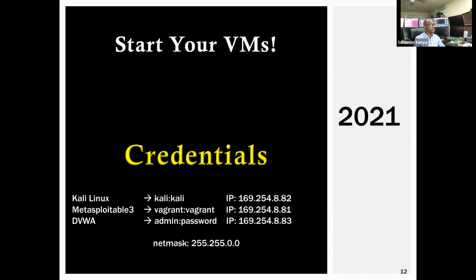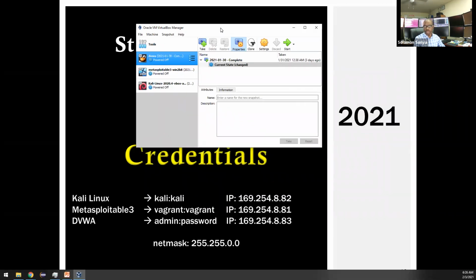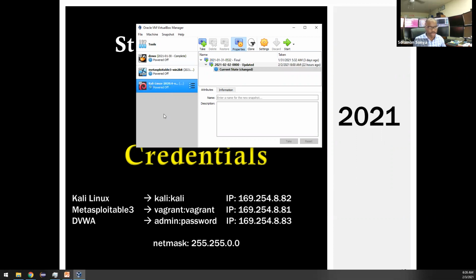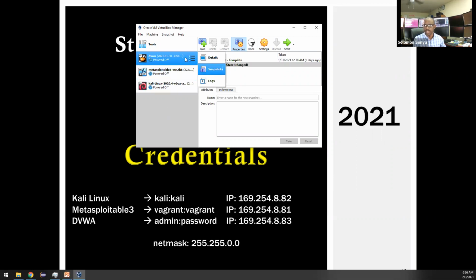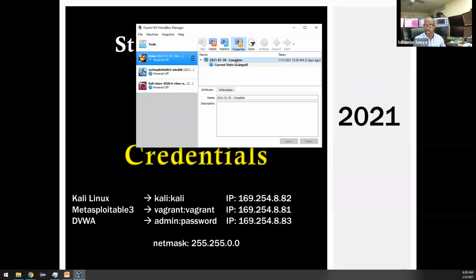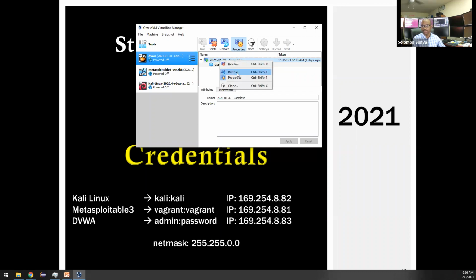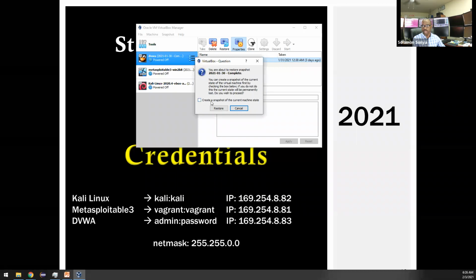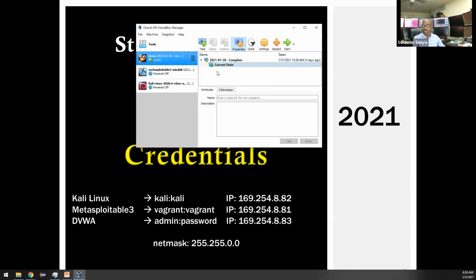So here I am. Let's launch VirtualBox. VirtualBox is up: DVWA, Metasploitable 3, and then our Kali Linux. For DVWA, I will click on my tools, snapshots. The previous snapshot for DVWA is this one. Right-click, restore. I do not want to create a new snapshot from the current state. Restore. The snapshot has been restored, and then I'm going to start.